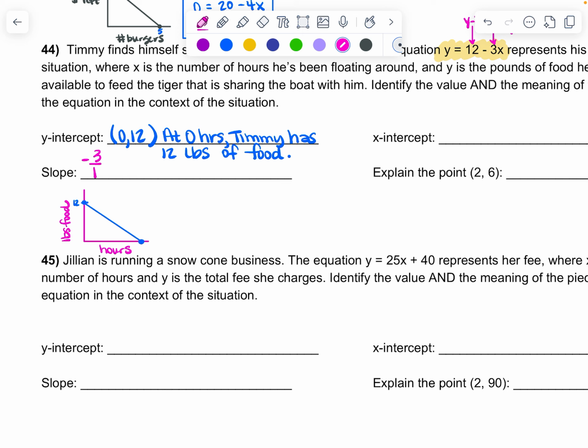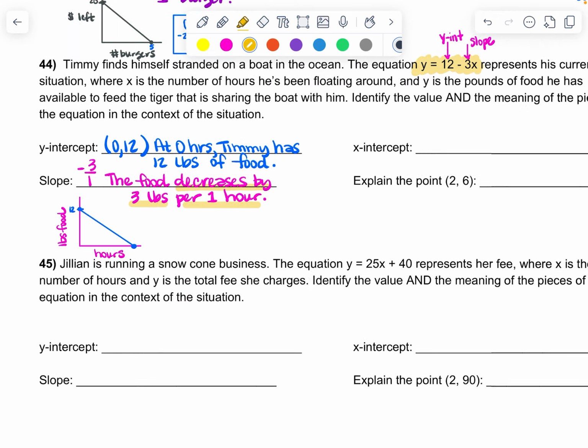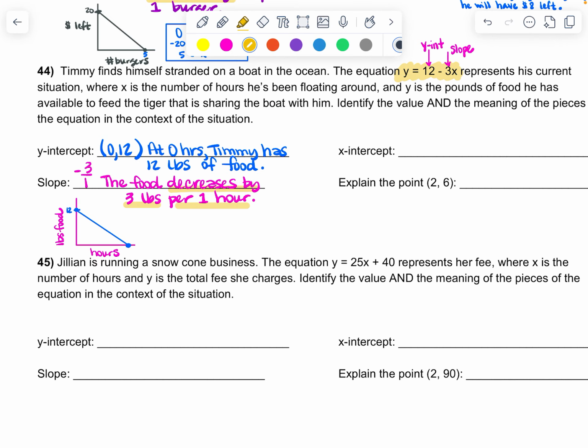All right, the slope is clearly -3, or -3/1, which means the food decreases, because it's a negative slope, by 3 pounds per 1 hour, or just per hour is fine. Just making sure, again, when you're describing slope, I cannot say this enough times, you must describe the negative, you must describe the 3, and you must describe the 1. Decreases by 3 pounds per 1 hour. All of that has to be in there to be a proper slope description.